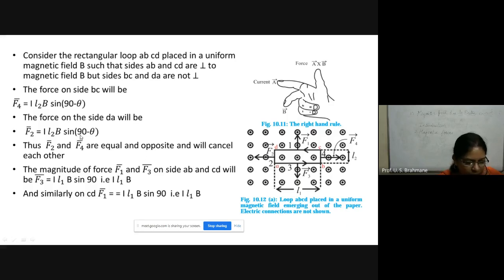Then the magnitudes of forces F1 and F3 on sides CD and AB will be F3 equal to I L1 B sine 90. This force is perpendicular, so it is sine 90, which gives the maximum force I L1 B. Similarly on CD we have F1, which is also I L1 B sine 90, that is I L1 B, because this length is L1. So F1 and F3 are equal.